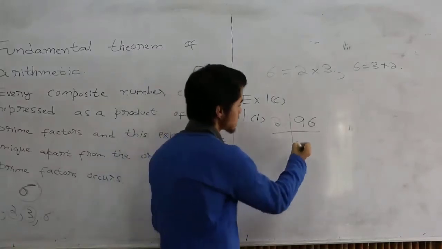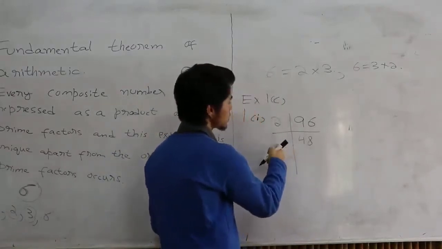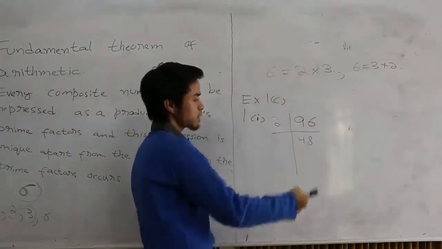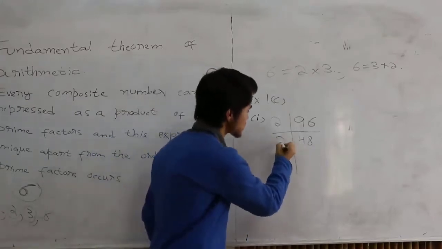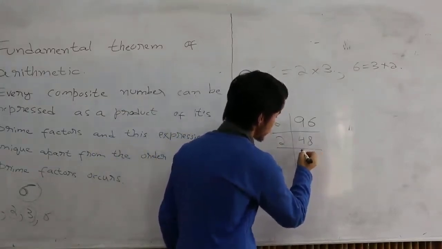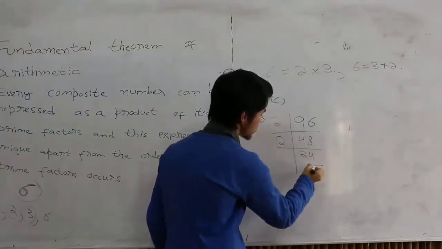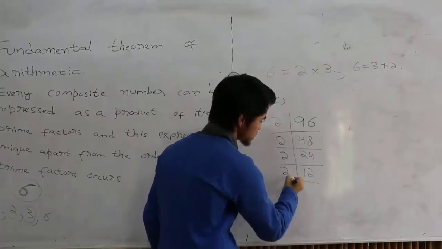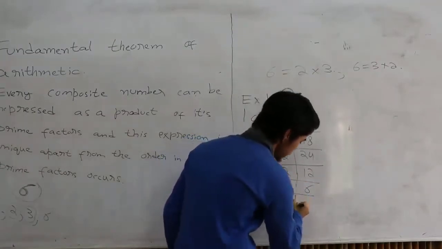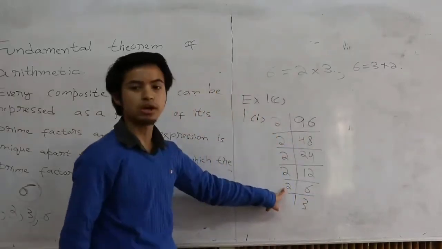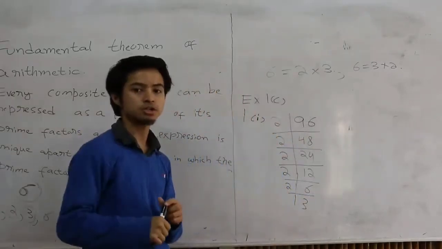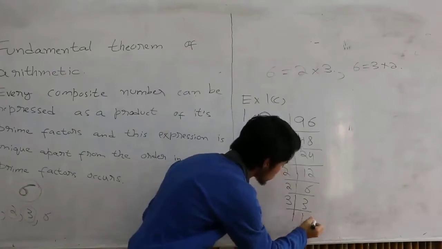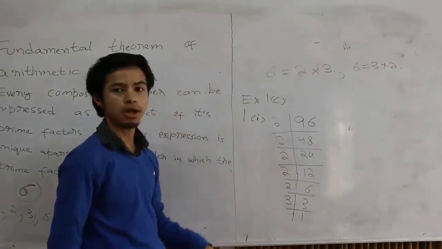2 can still divide 96, so we get 48, and then we keep on dividing by the same prime depending on whether that prime can still divide the quotient or not. 2 can still divide 48, so we get 24. 2 can still divide 24, 2 can still divide 12, 2 can still divide 6, but now 2 cannot divide 3. So we move on to the next prime number, which is 3. We get the quotient 1, so we stop the method here.